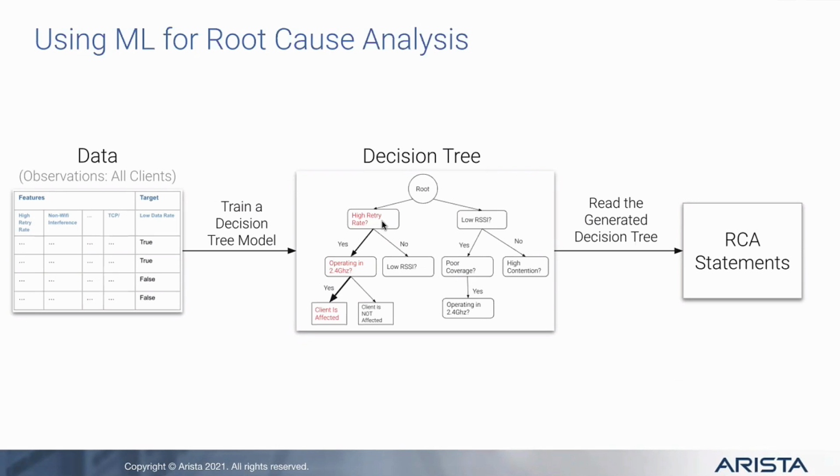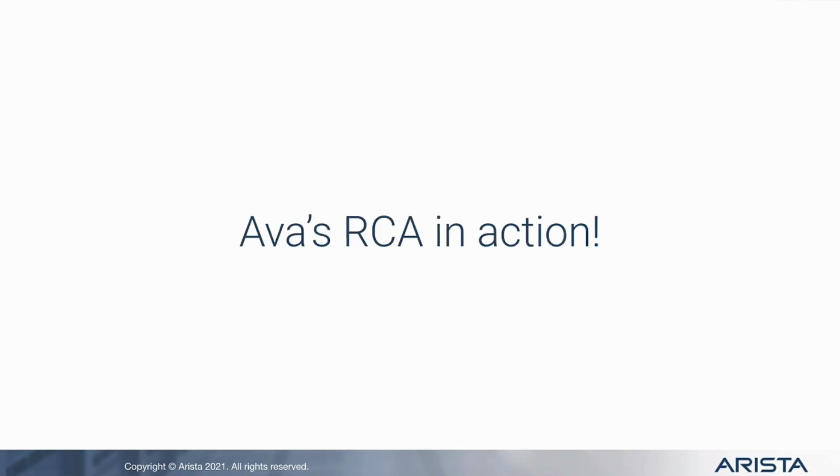So for example, in this case, if you read the tree, it's trying to say that if the client is operating in 2.4 gigahertz and there is high retry rate, then it's more likely to get low data rate or poor application experience. Now let's look at Ava's RCA in action.